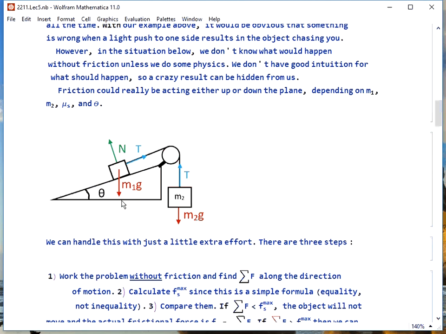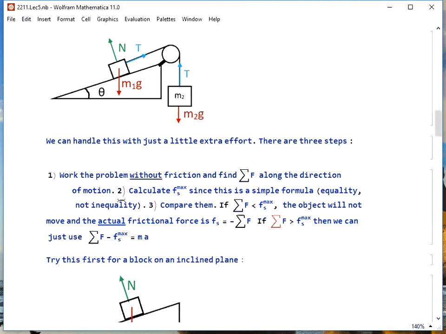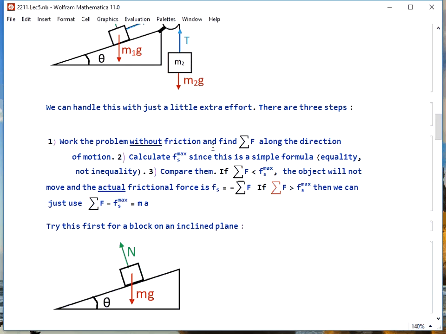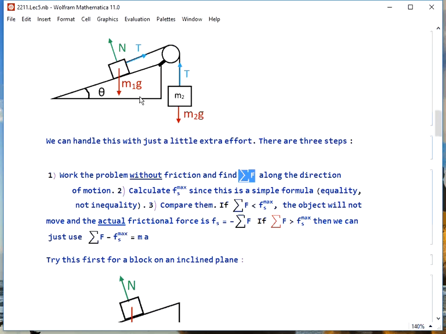So what we have to do to handle this and avoid making this mistake, first we work the problem without friction and find the sum of the forces along the direction of motion. So this would be along the plane. Then we calculate Fs max. Now remember, this is a regular old equality. We can calculate this without worrying about anything.